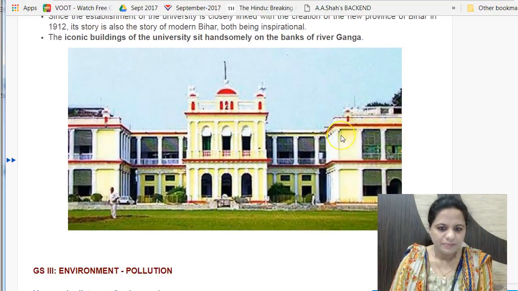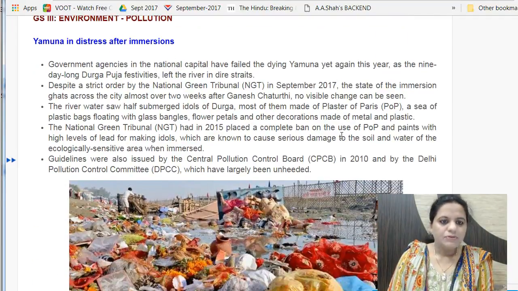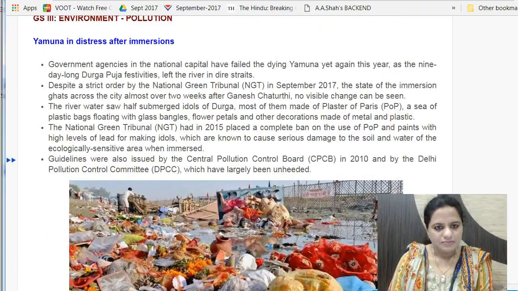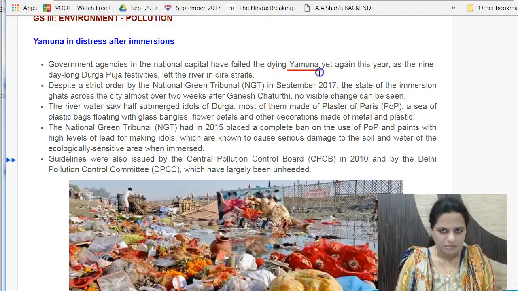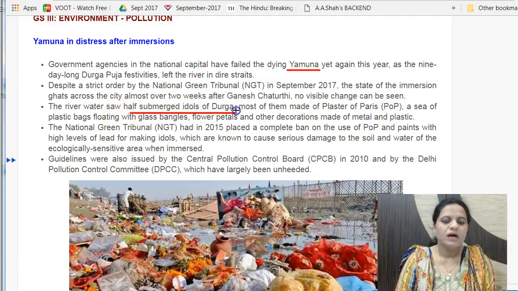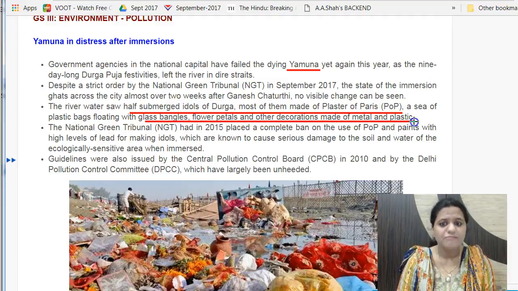The next is Yamuna in distress after immersion. So this is regarding river Yamuna. After the 9-day long Durga Puja festivities, the idols of goddess Durga were submerged in rivers, and here in Delhi they were submerged in Yamuna river, and we saw the dying river again being polluted because half submerged idols of Durga, many of them made of plaster of Paris, and plastic bags with glass bangles, flower petals and other decorations made of metal and plastic have again polluted the river.